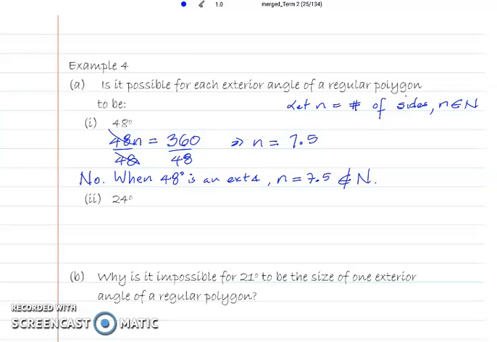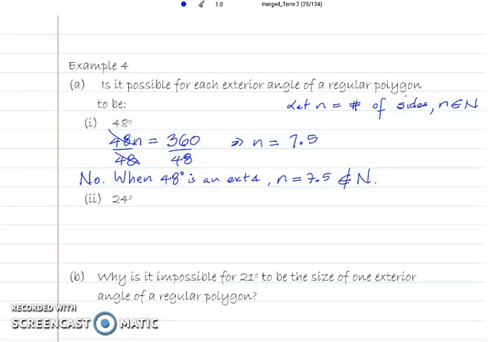So to begin with, in order for any angle to be an exterior angle of a regular polygon, n, which is the number of sides, must be a whole number. It must be a natural number. If it is not a natural number, for example, if it is a decimal or a fraction, then the answer is no. If it comes out to be a whole number, then the answer would be yes.